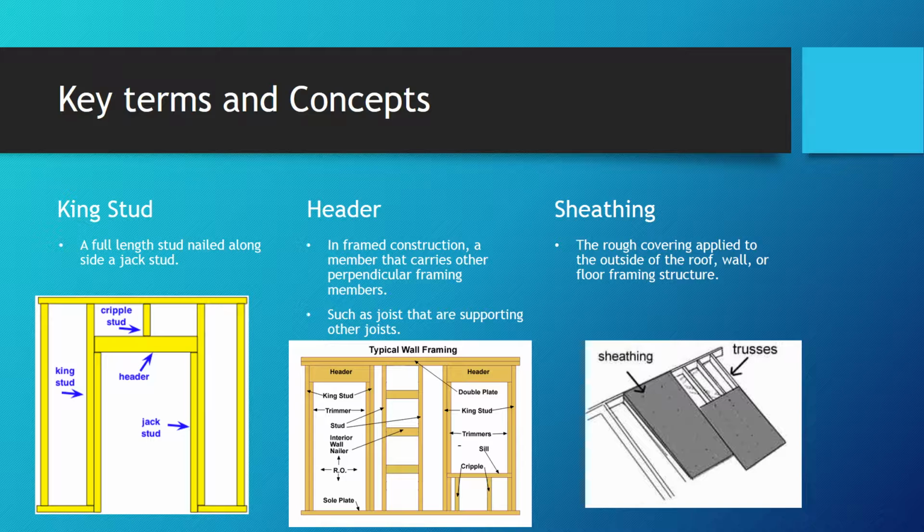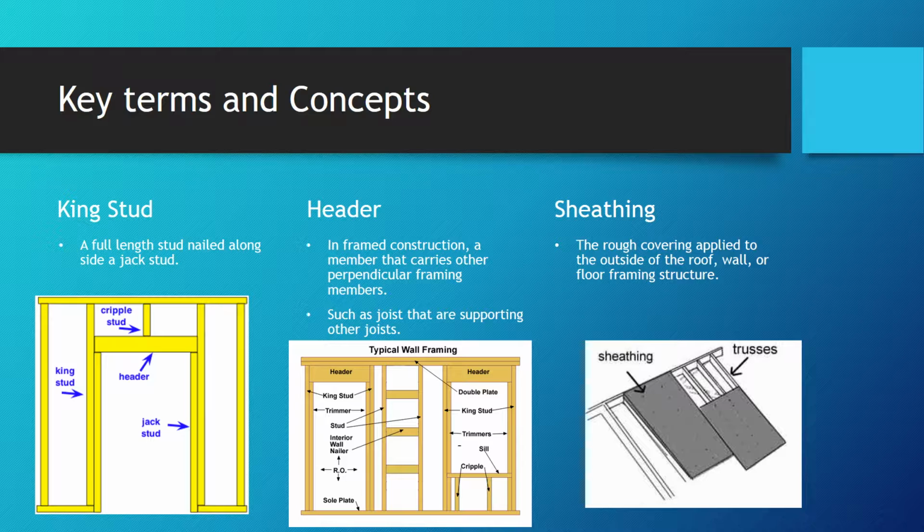King stud, a full-length stud nailed alongside a jack stud. Header, in frame construction, a member that carries other perpendicular frame members, such as joists that are supporting other joists. And sheathing, a rough cover applied to the outside of the roof, wall, or floor framing structure.